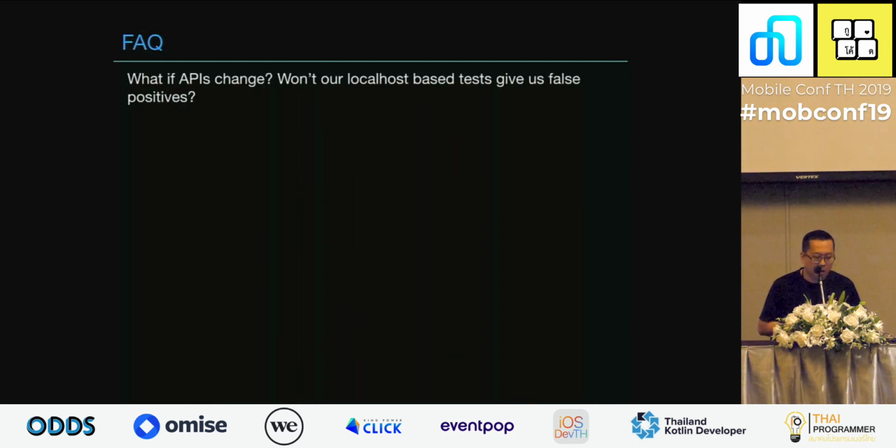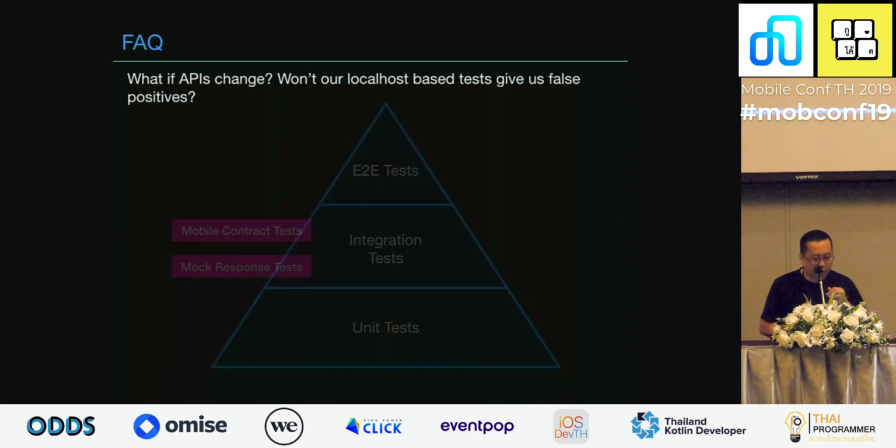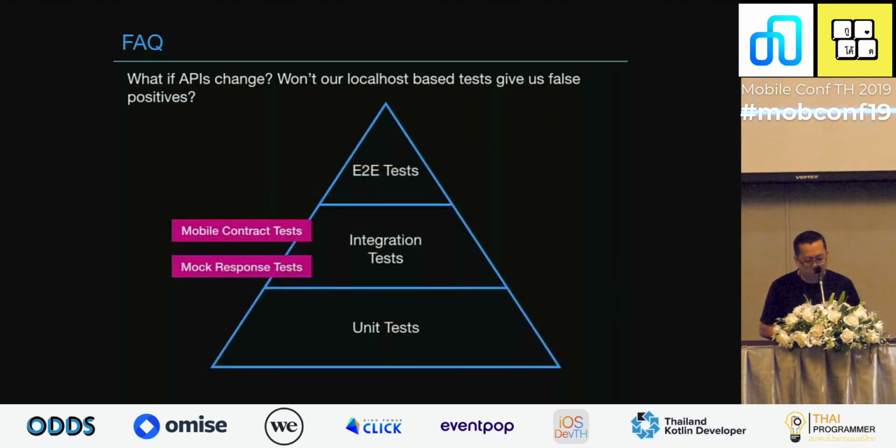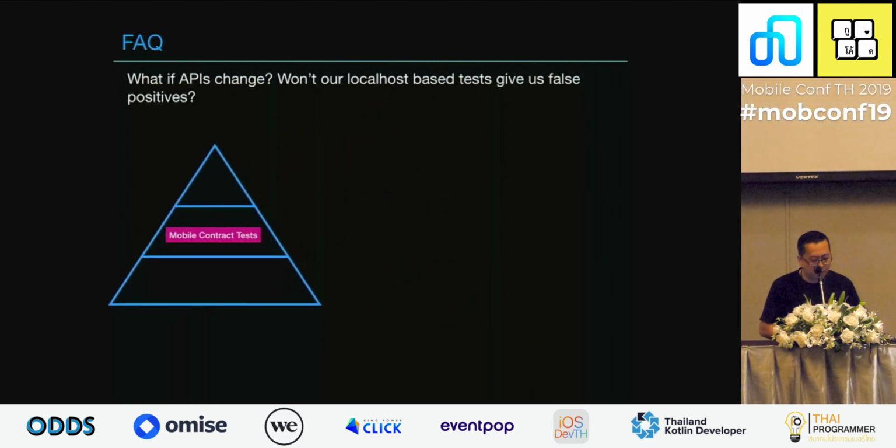So next question. What if the APIs change? Won't our localhost-based test give us false positives? And yes, you are absolutely right. So let's go back to the test pyramid, where we have mobile contract test and mock response test. I've already covered mock response test in this talk today, and I'll describe more about mobile contract test.